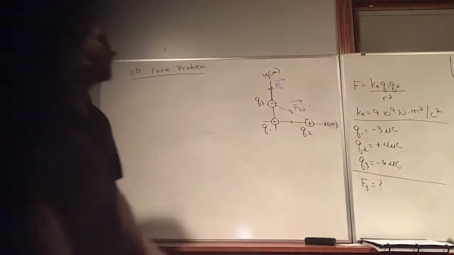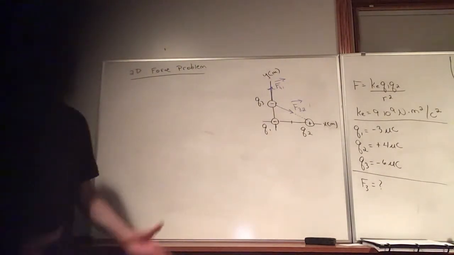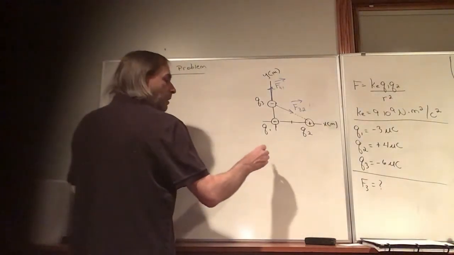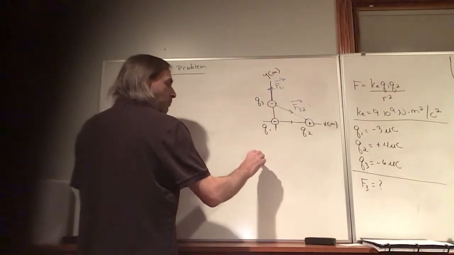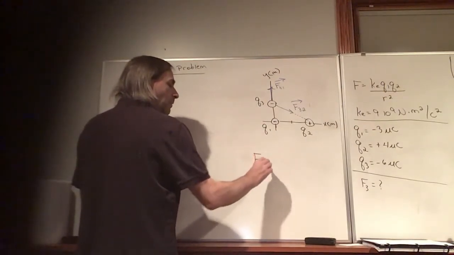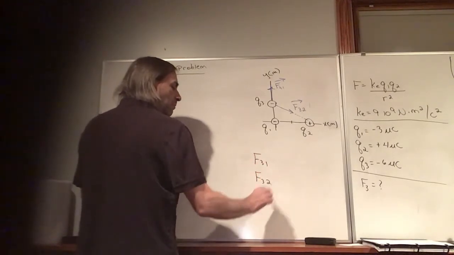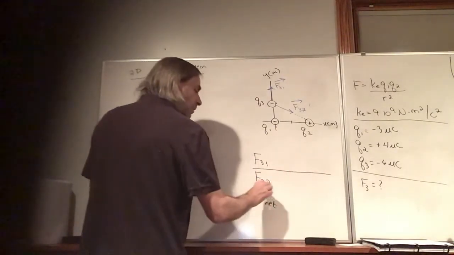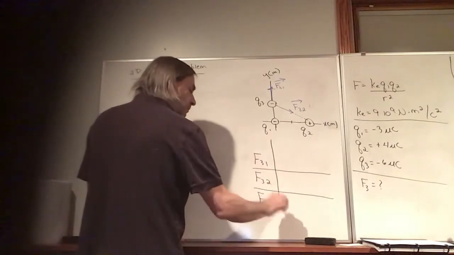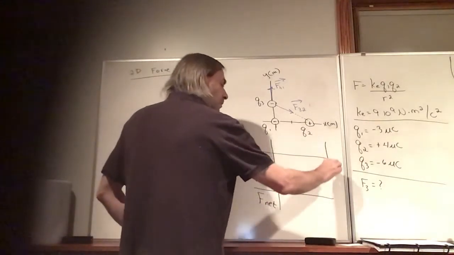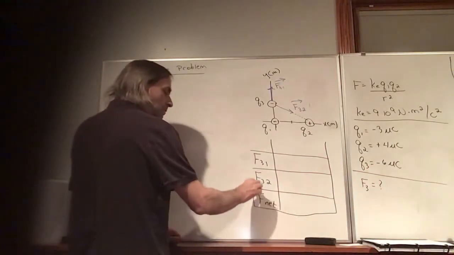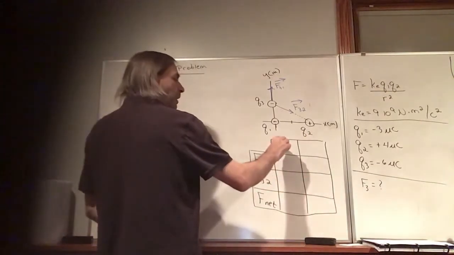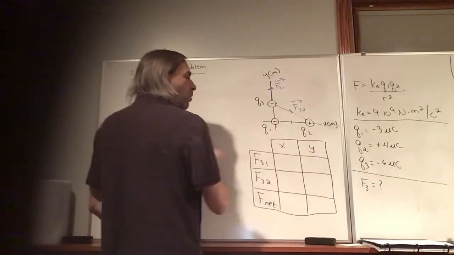The problem is that F31 and F32 are vectors in a two-dimensional plane. So what I'm going to do to start out with is make a table. I'm going to say F31, F32, and let's just say F net. And here we have X and Y.